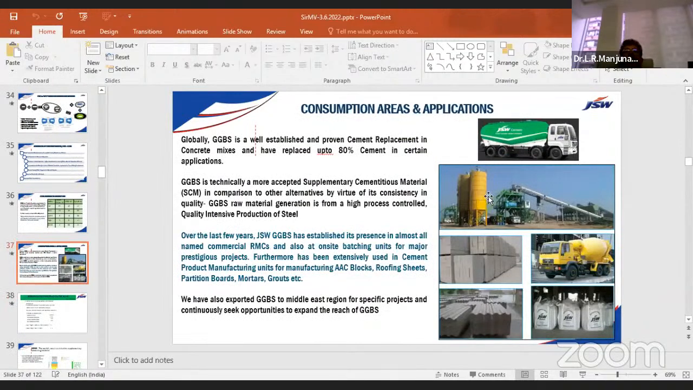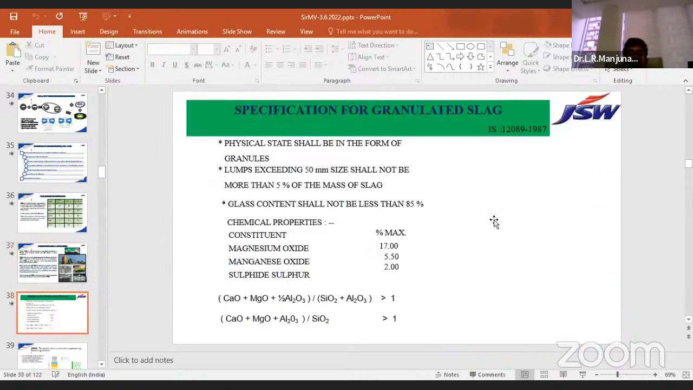So where all can we make use of this beautiful product? We can make use of this beautiful product in many areas. Okay. So ready-mix concrete, cement manufacturing, composite cements, PSC cement, block manufacturing, AC sheet manufacturing. So it finds application in many areas.